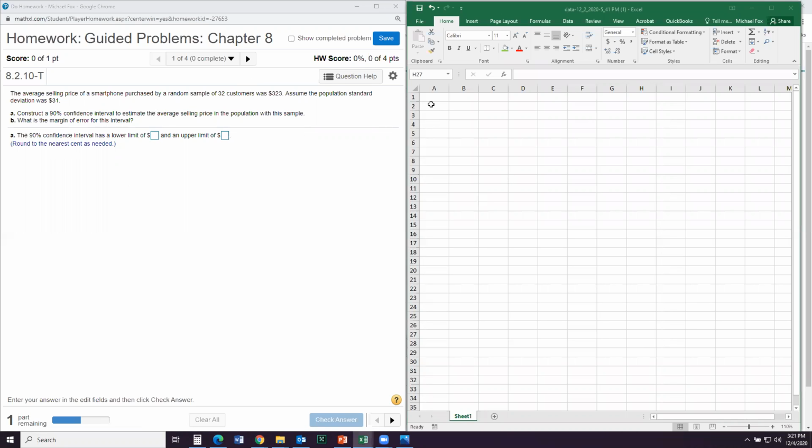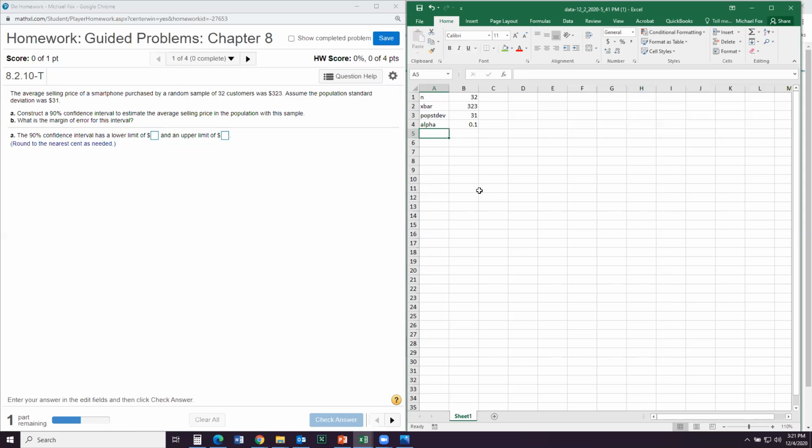As usual with these, what I do is I just start with what I know. So the sample size, or N, is 32. The average selling price, I'm going to call that X bar, the mean of the sample, is 323. The population standard deviation was 31. And then it's a 90% confidence interval, so 1 minus 0.9 is going to give us our alpha of 0.1. I think that's everything I know.